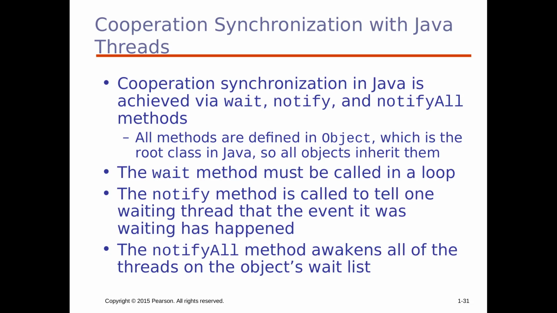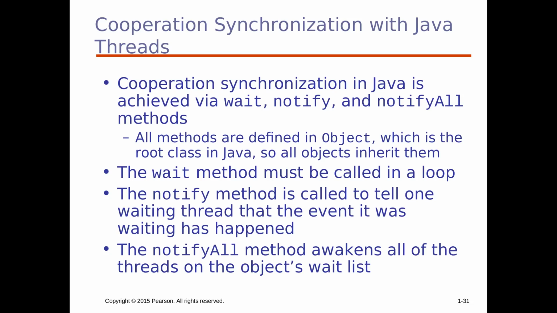Cooperation synchronization for threads is provided through the built-in methods that come from Object, which are wait, notify, and notifyAll. So wait tells us that we have to do this within a loop if we're going to do it. But what it allows us to do is wait for a certain amount of time for everything else to occur, right? So it will allow other threads to execute while we wait.